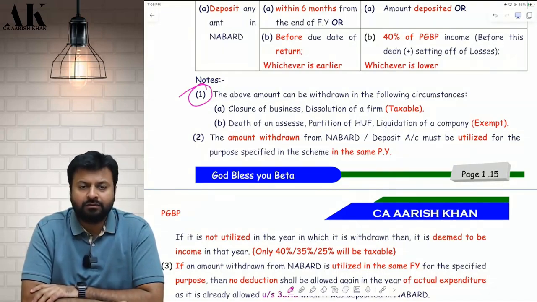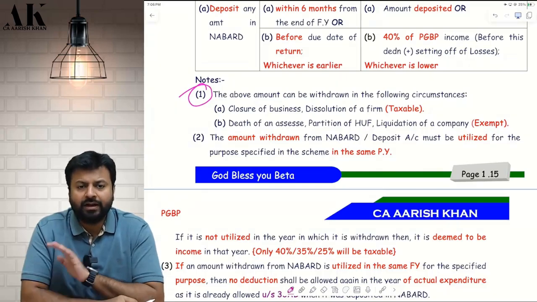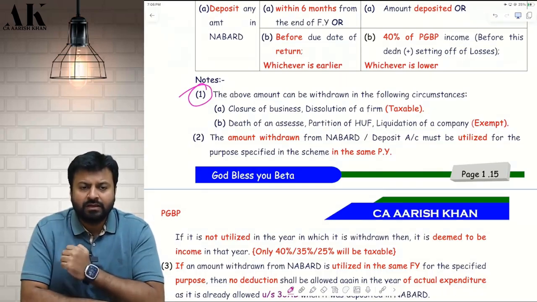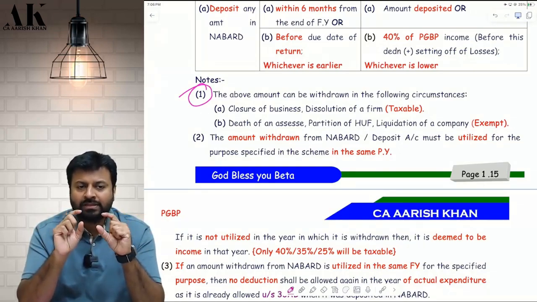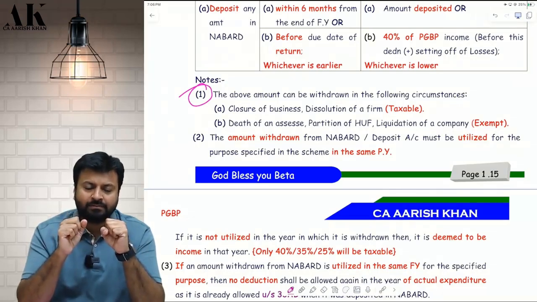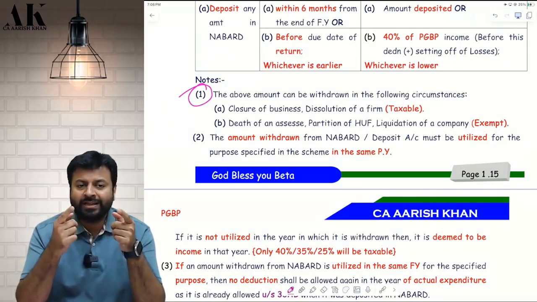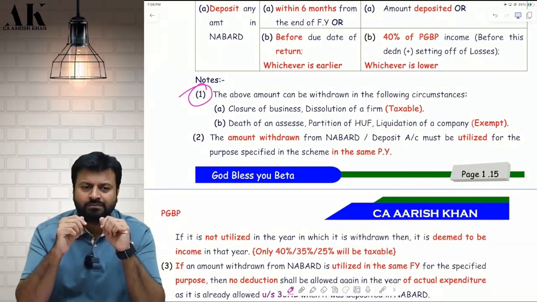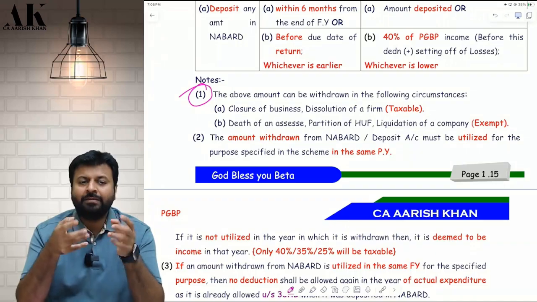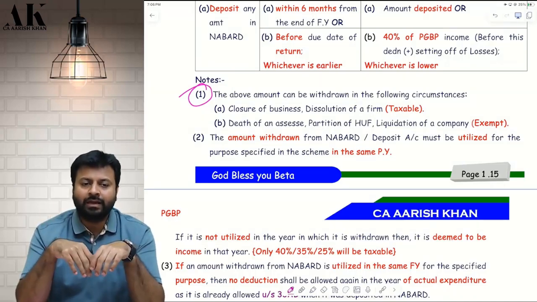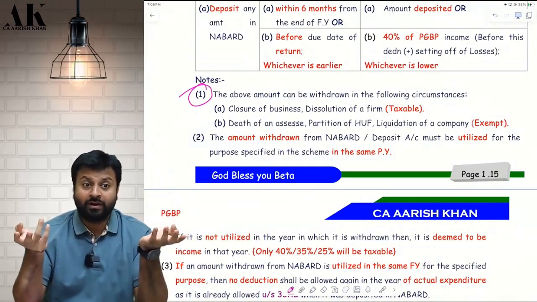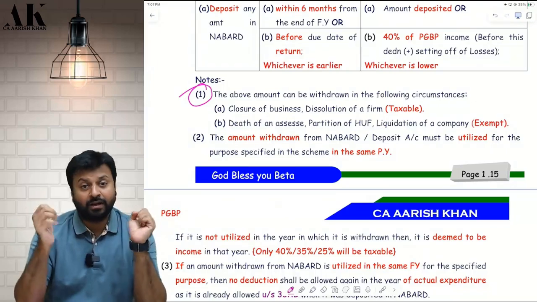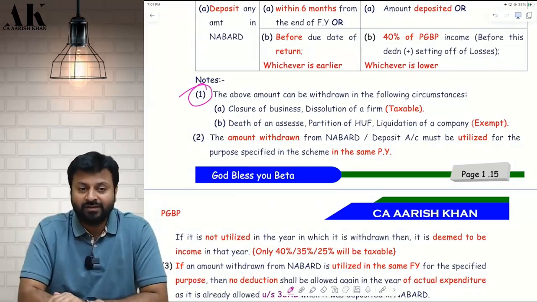Is it clear, all of you? Now, logic is very simple here. Why dissolution and closure of business is taxable and why other 3 are exempt? If you understand the logic why other 3 are exempt, you will understand the other 2 also. Will anybody die? Will anybody kill themselves to make an income exempt? Will you kill yourself, so that if you withdraw from tea, coffee, rubber account, NABARD, it should not be taxable? Will you do like that?